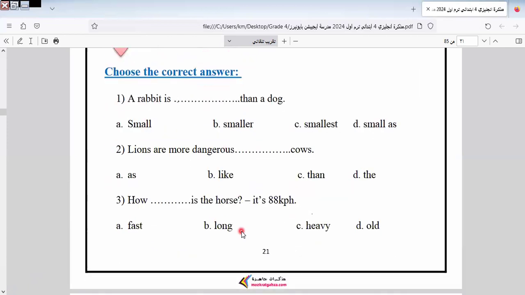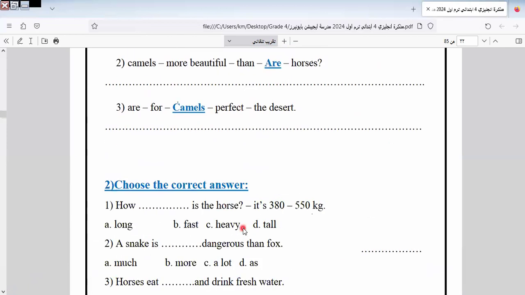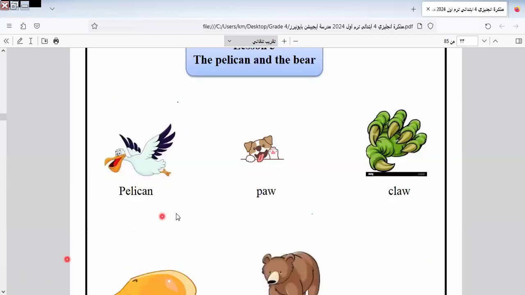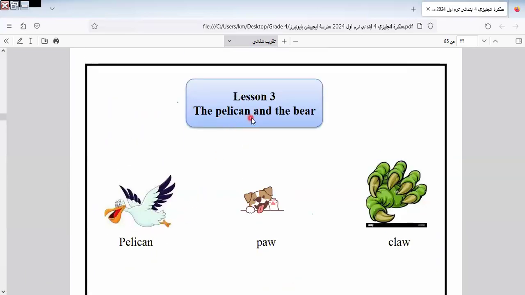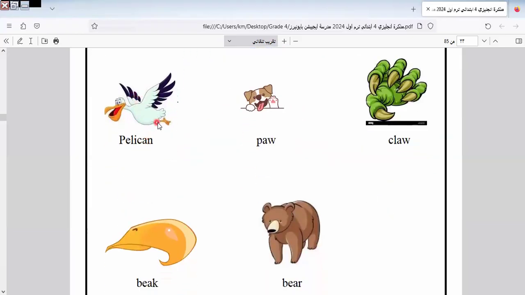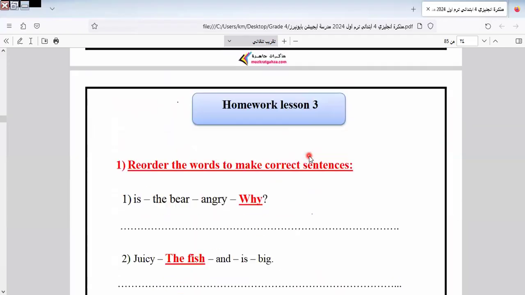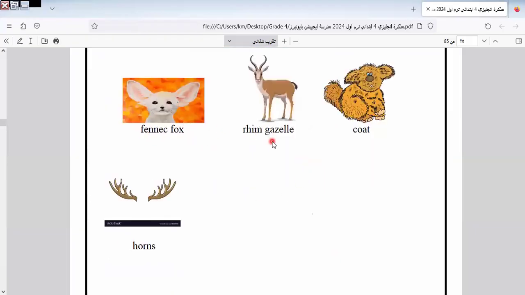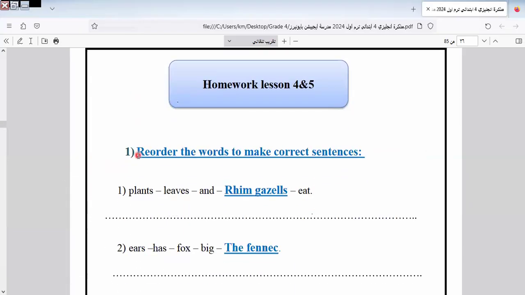Here I would like to answer the general exercise related to this unit. Here we have the pelican and the pear. This is the bird called pelican. Here we have the beak and the pear. Here we have phoenix fox, as we know it before. Rim ghazal, I think we know it from this unit. We have coat, we have horns, and so on.